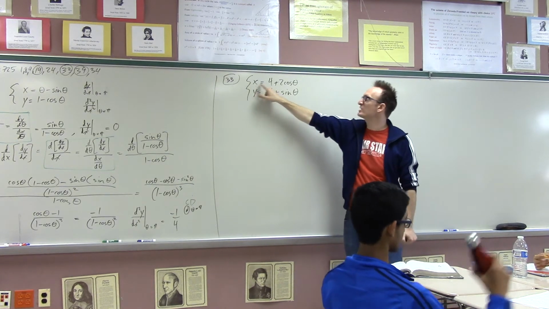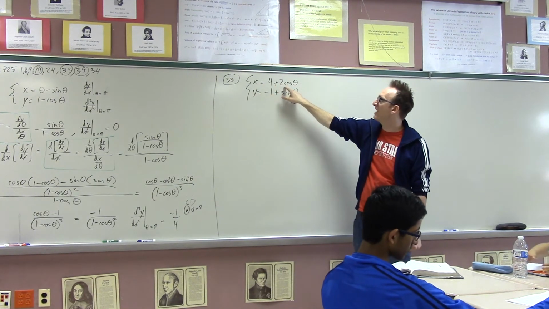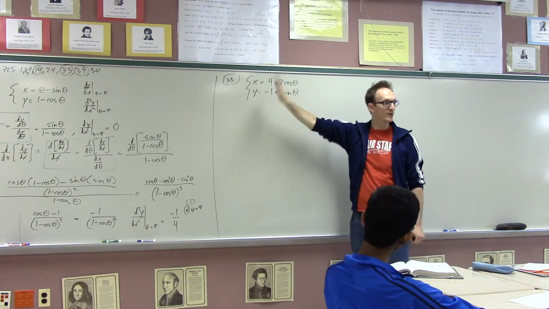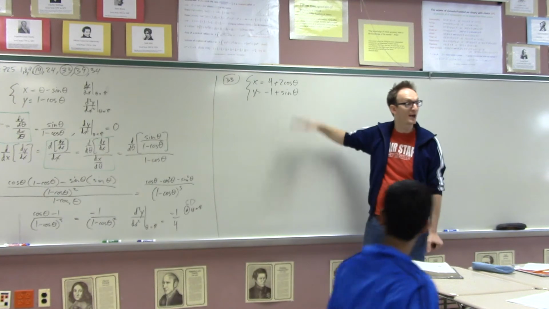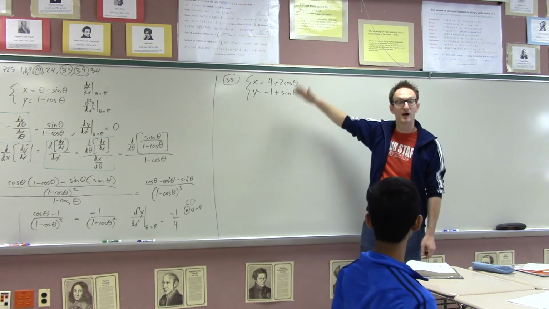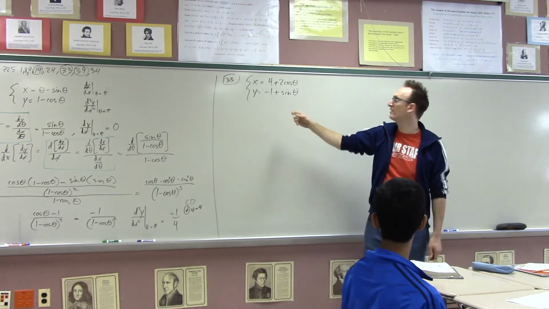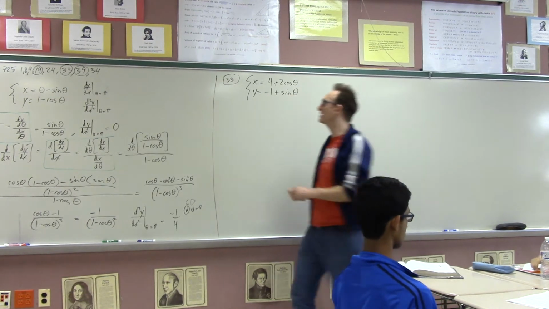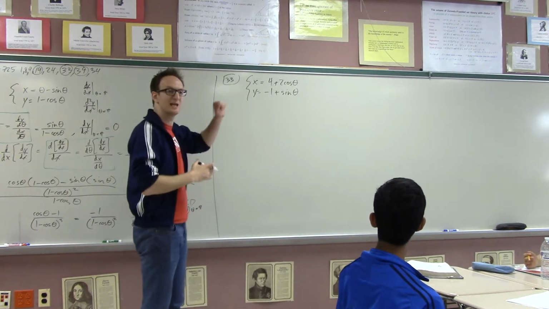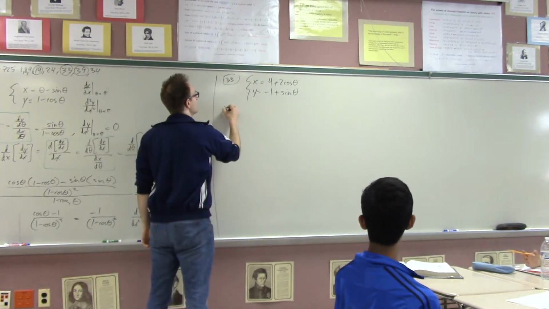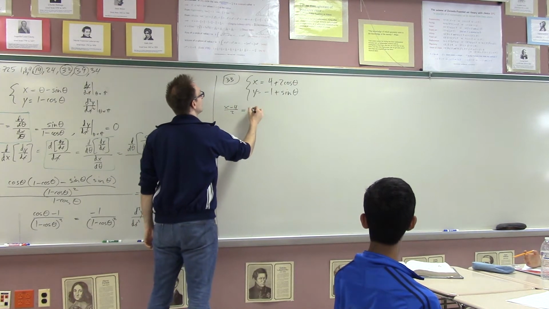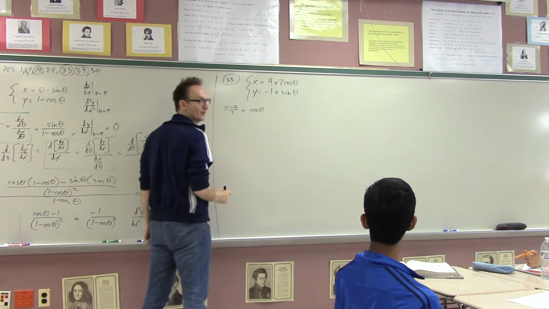What is x? X is something which has been moved forward to the right, and then is waddling back and forth with amplitude 2. Y is something which has moved down 1 and is waddling up and down with amplitude 1. Of course, this is just an ellipse. In fact, we even did this last semester, where we easily algebraically converted this into standard form for an ellipse by saying x minus 4 over 2 is cosine. It's coming back to you now.